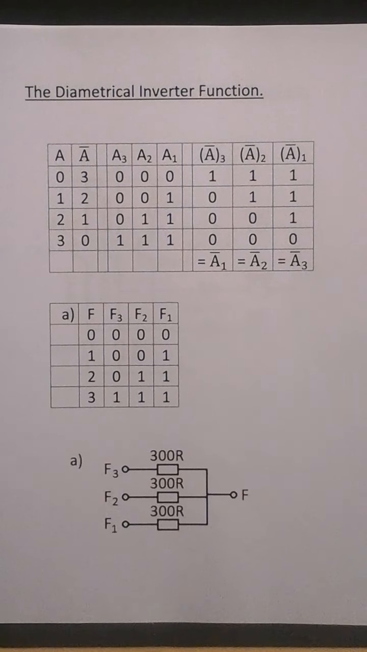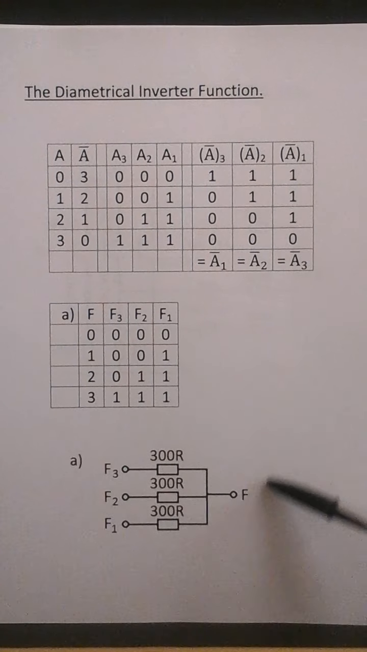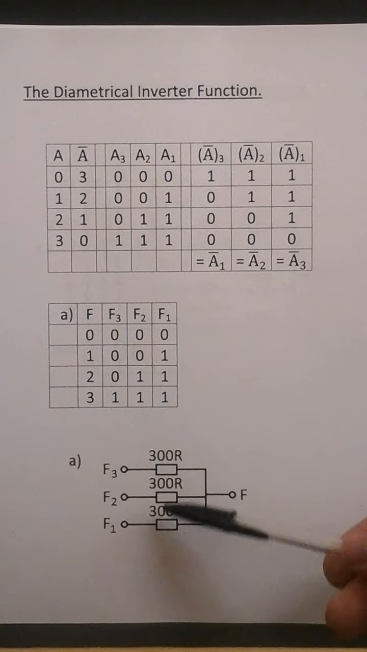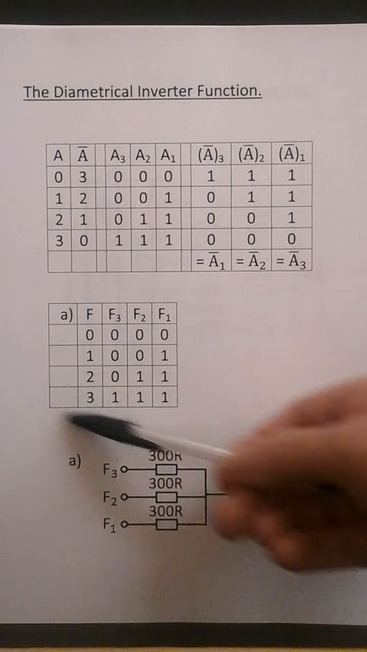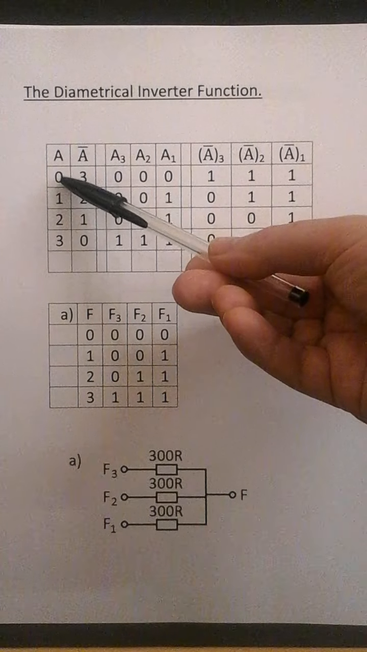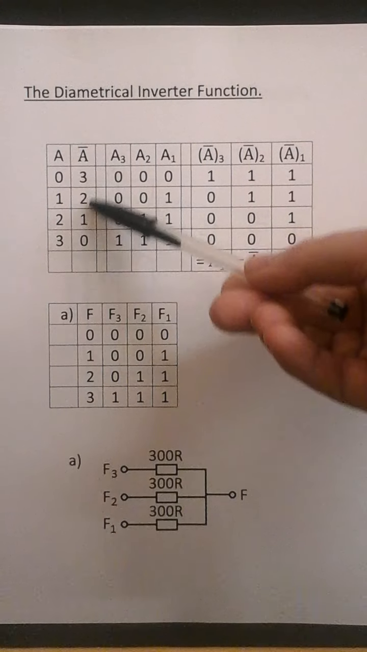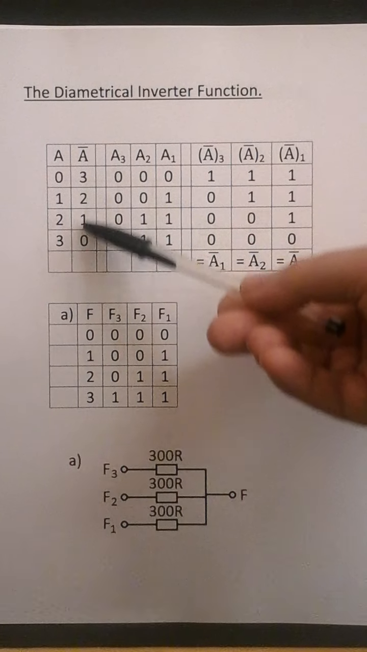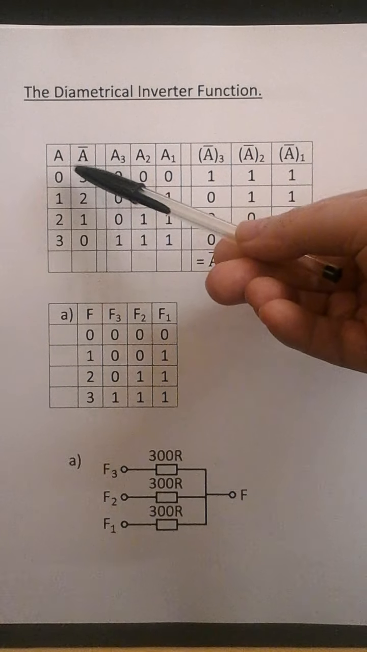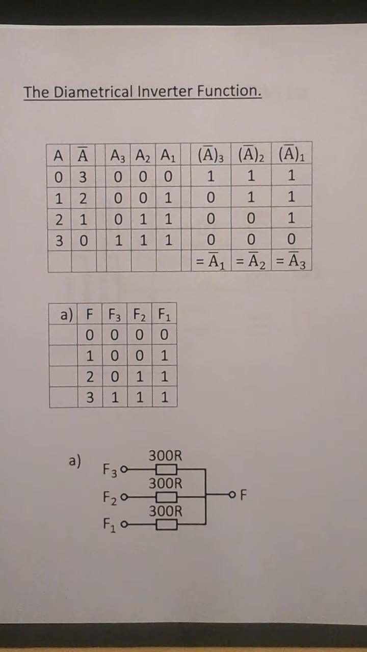So this is the diametrical inverter function. I'm using resistor network A for this. These are 300 ohm resistors. This is the coding for A. This is a diametrical inverter, so this basically reverses the order of A in the output of the truth table. So in response to 0, 1, 2, 3, you get 3, 2, 1, 0.